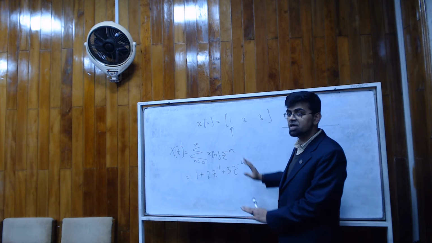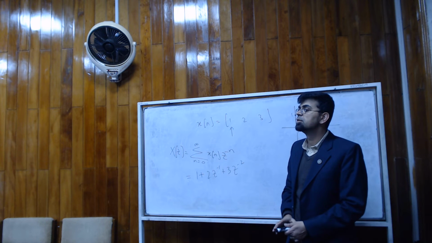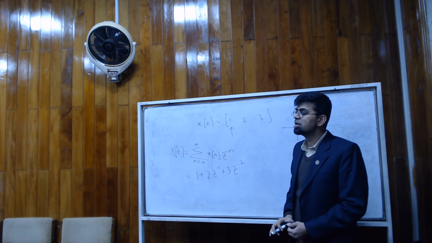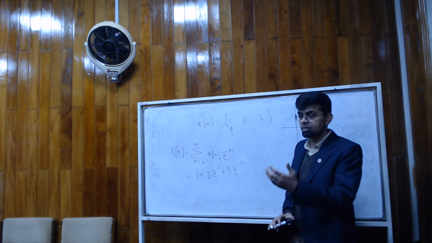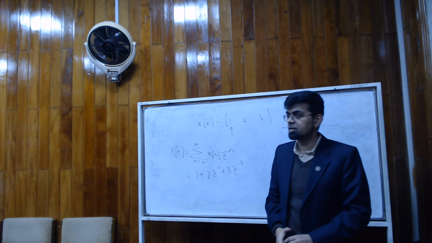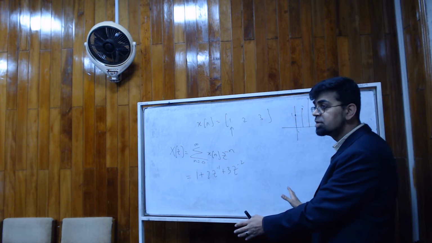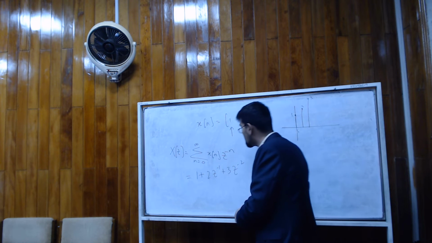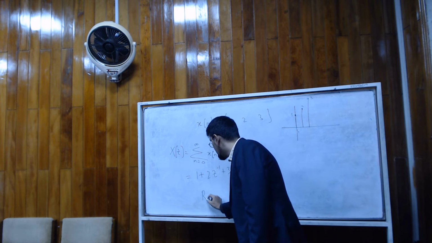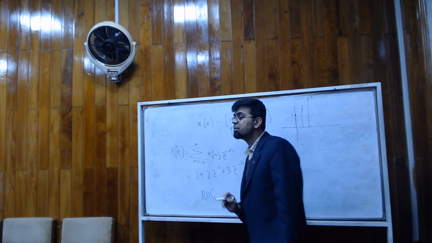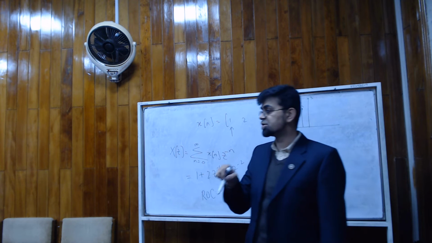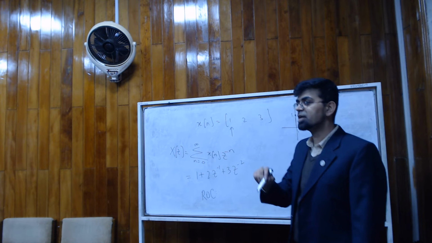Is this definition enough? What's left? Convergence. Region of convergence. So you haven't completed your task yet. You give me the Z transform, but then you also have to tell me what values of Z I am allowed to use. Quick thinking, what will it be?